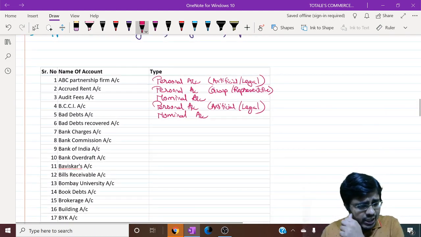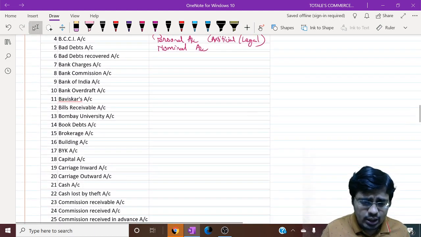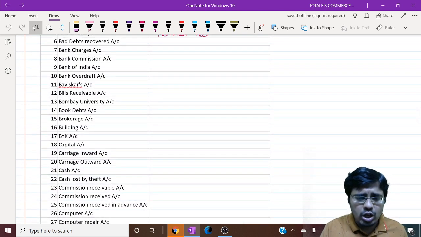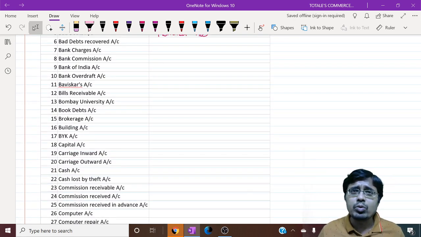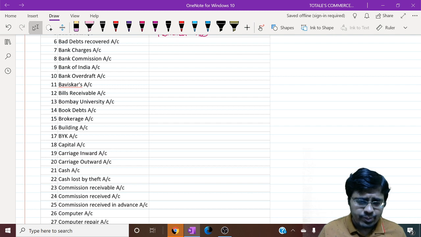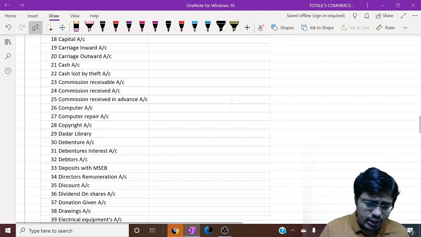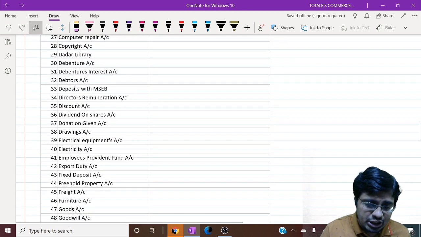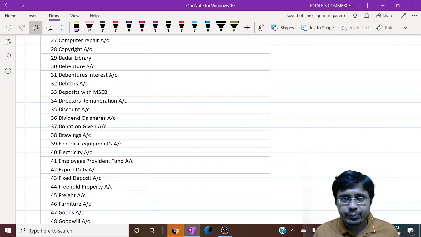You are going to finish off this table. It has roughly 125, 130 odd accounts. You have to classify all of them. I'm keeping them here. You can take a screenshot and move on. Or in the description, I'll be attaching the Excel sheet. You can go through that as well.